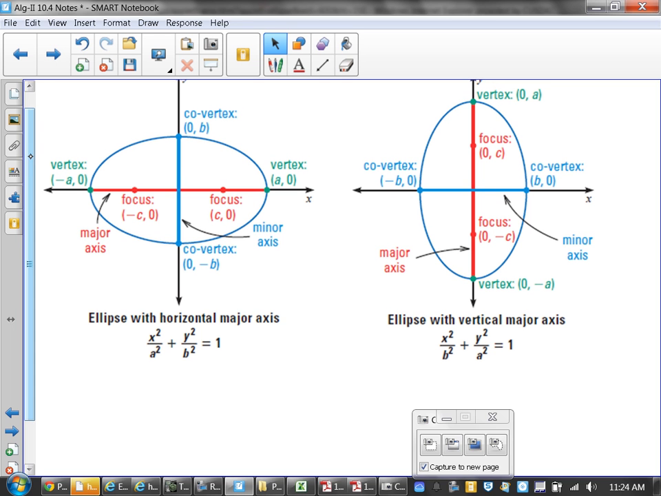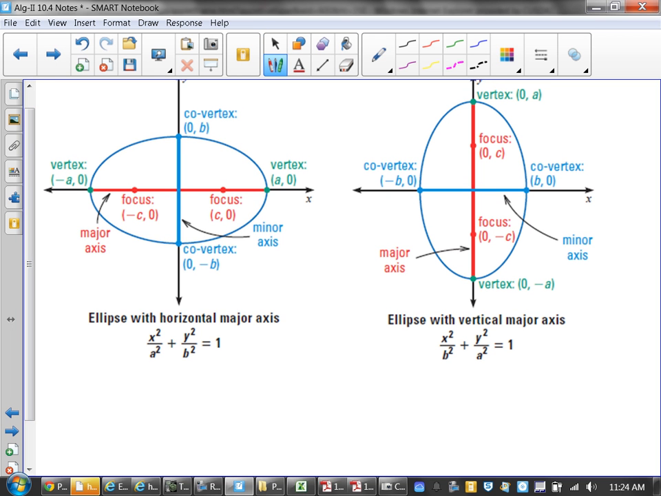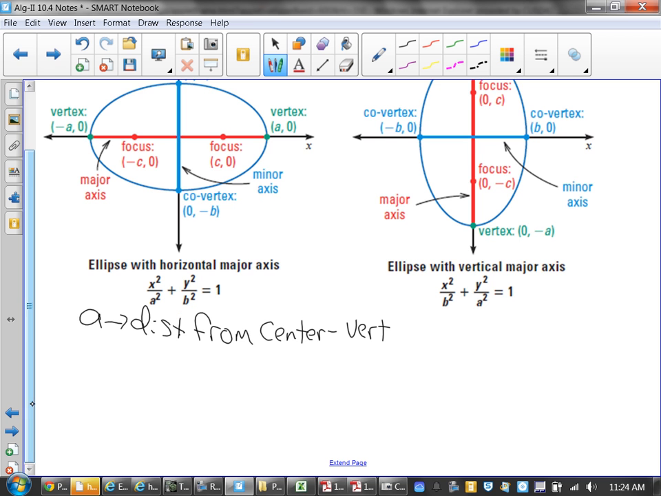These A and B values, no matter what way you're going, this value of A is always the distance from center to vertex. The center today is always going to be at the origin. Tomorrow we'll shift them. We'll add an H and a K to it. All the process works the same. It's really not that complex. The B value would then be the distance from the center to what they call a covertex.